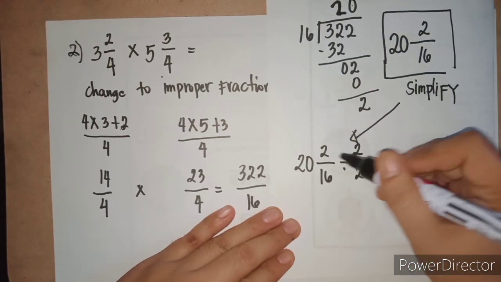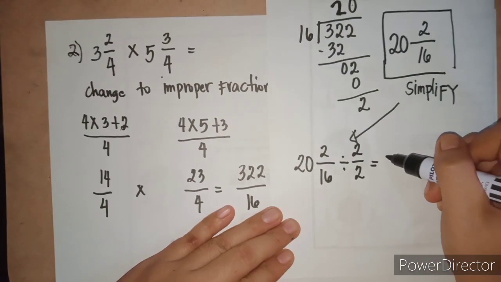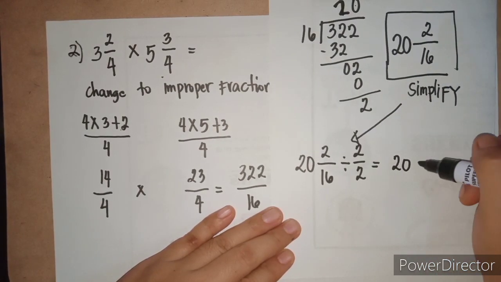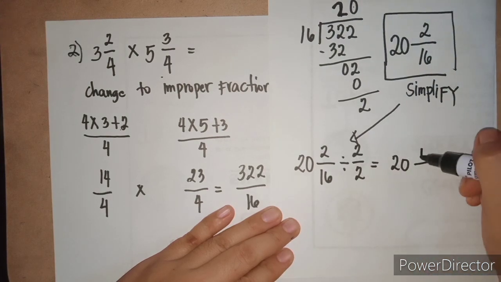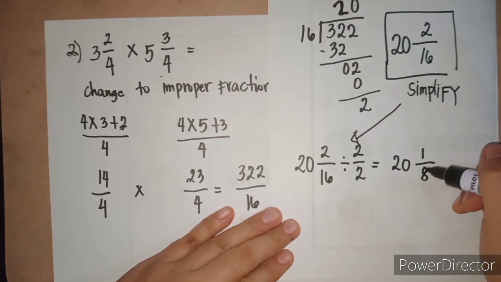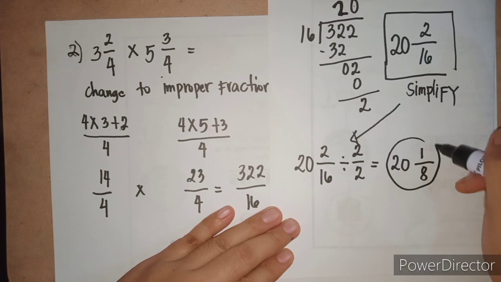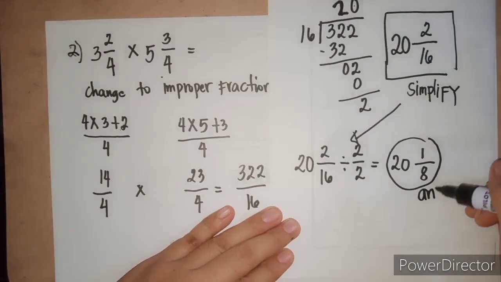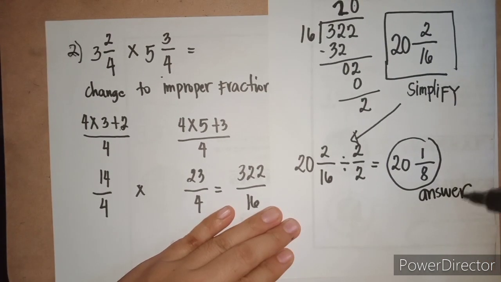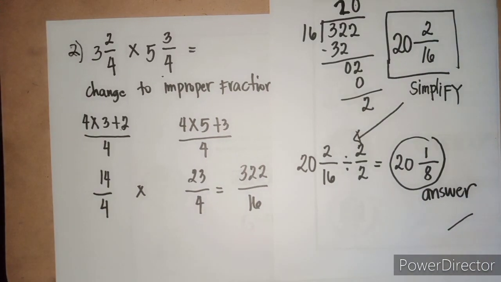So now we have, okay, we rewrite 20 and then 2 divided by 2 is equal to 1. 16 divided by 2 is 8. Therefore, the final answer is 20 and 1 over 8. Okay, so that is how to multiply two mixed numbers.